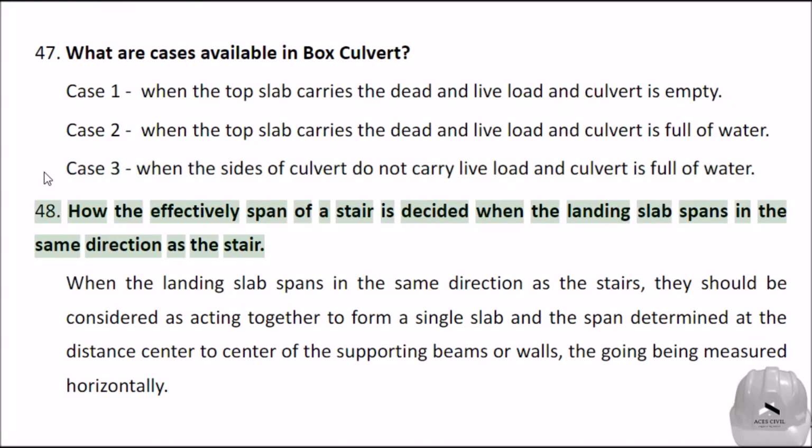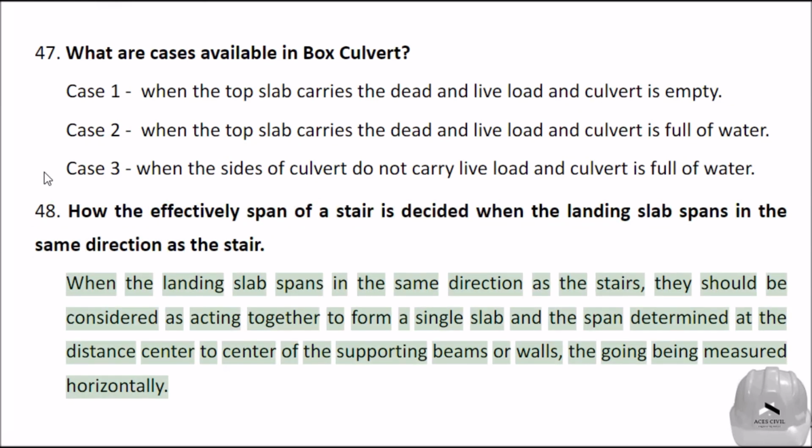How is the effective span of a stair decided when the landing slab spans in the same direction as the stair? When the landing slab spans in the same direction as the stairs, they should be considered as acting together to form a single slab, and the span determined at the distance center to center of the supporting beams or walls, the going being measured horizontally.